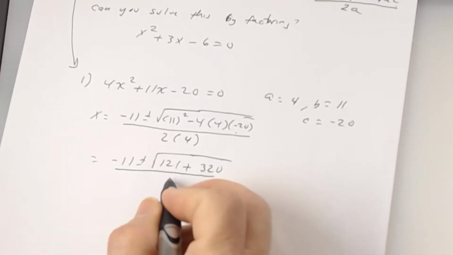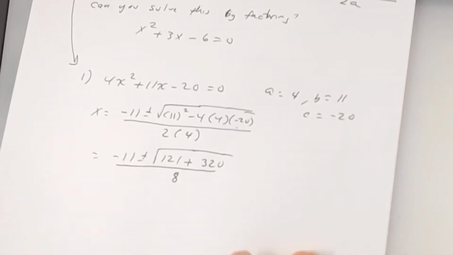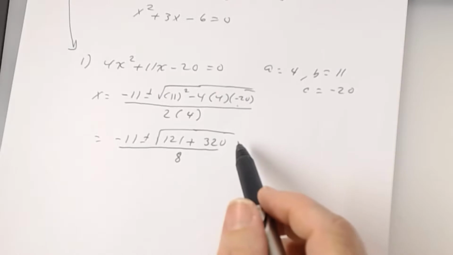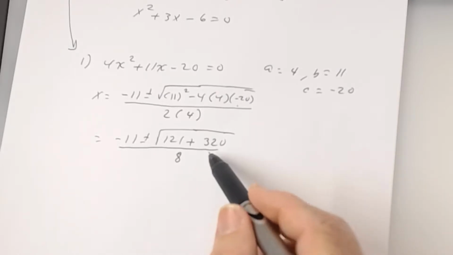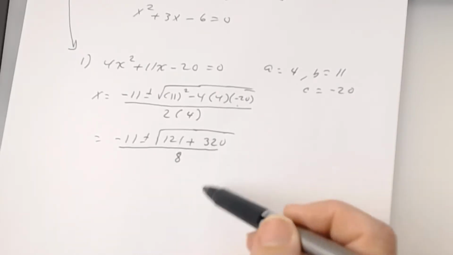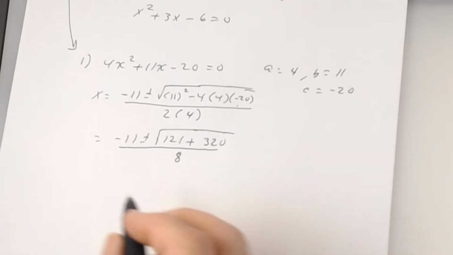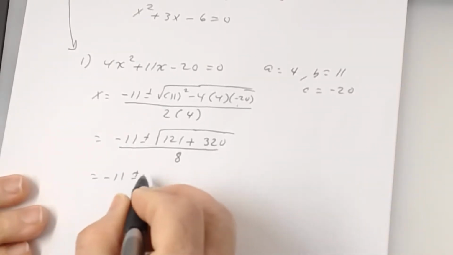All over 8. Okay? All right, now on your calculator, what's 121 plus 320? 441. It's a big number, right?